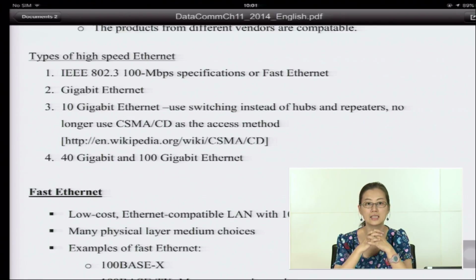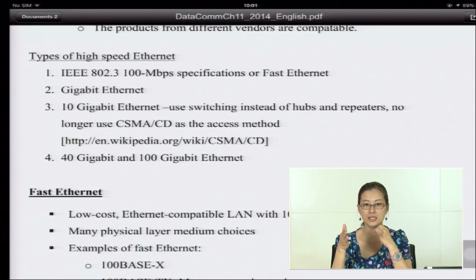We have the high-speed Ethernet. If it's 100 megabit per second, we call this fast Ethernet. So 100 megabit per second is fast Ethernet. If it's 10 megabit per second, it's just the normal Ethernet. And then after the fast Ethernet, we have the Gigabit Ethernet, 1 gigabit Ethernet, and we have 10 gigabit Ethernet.